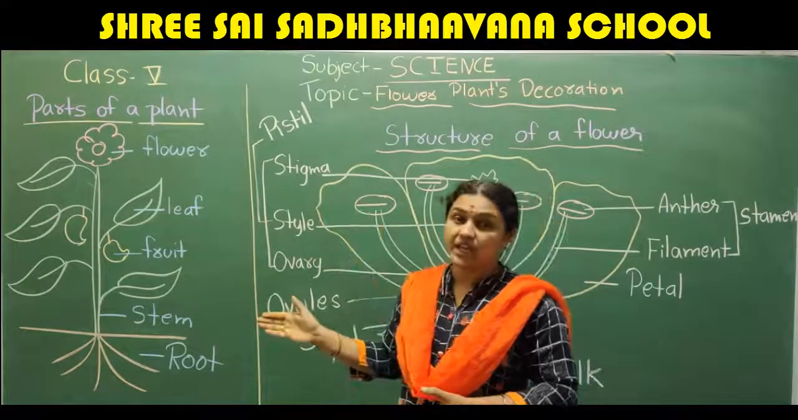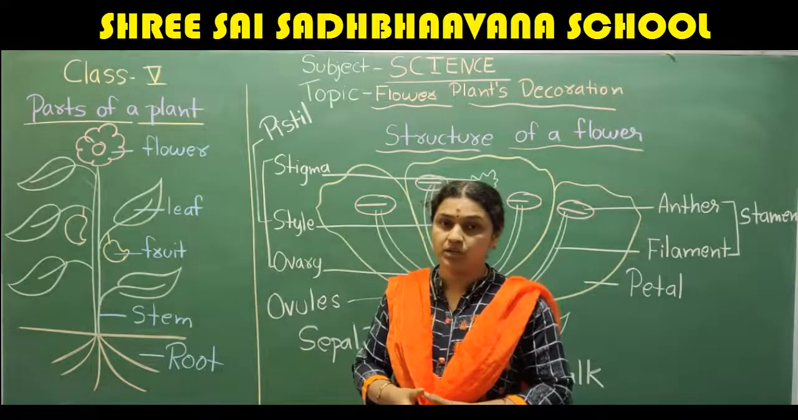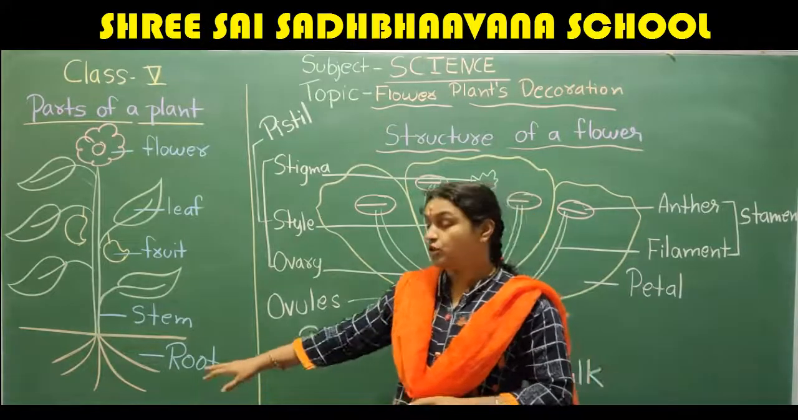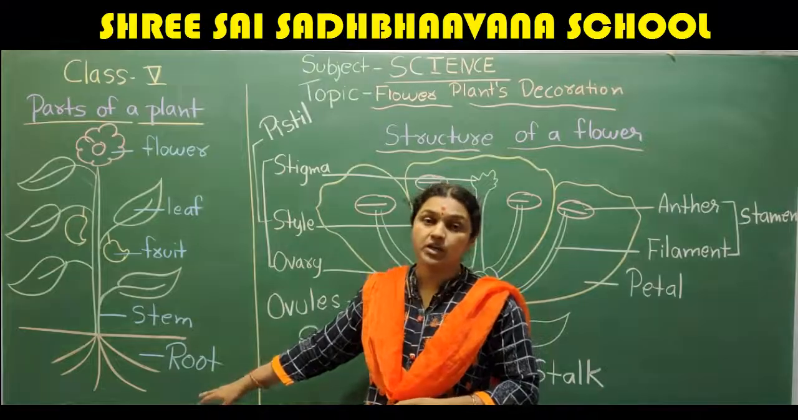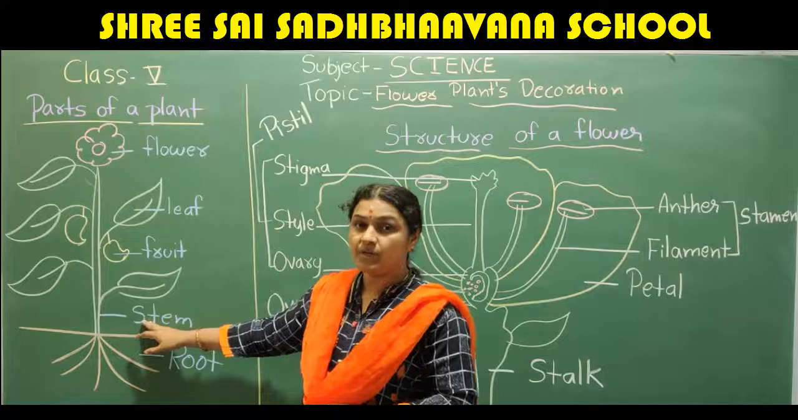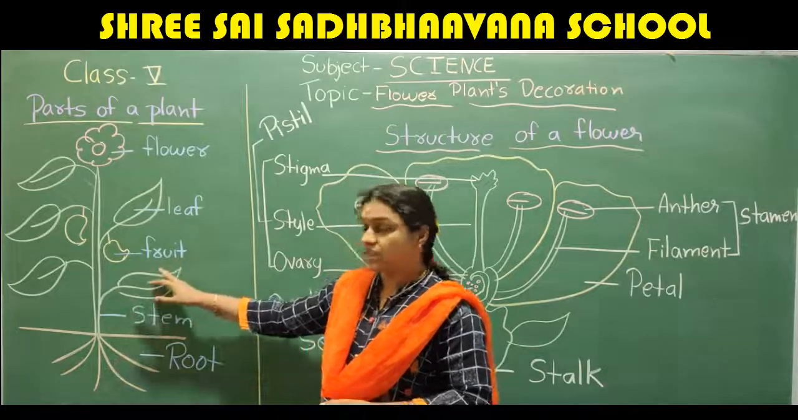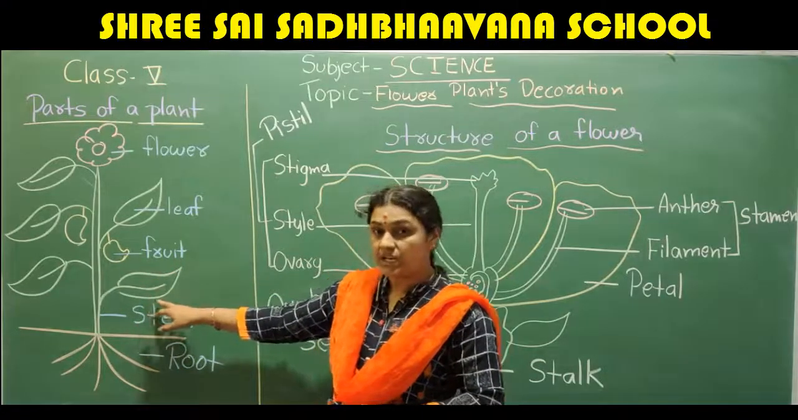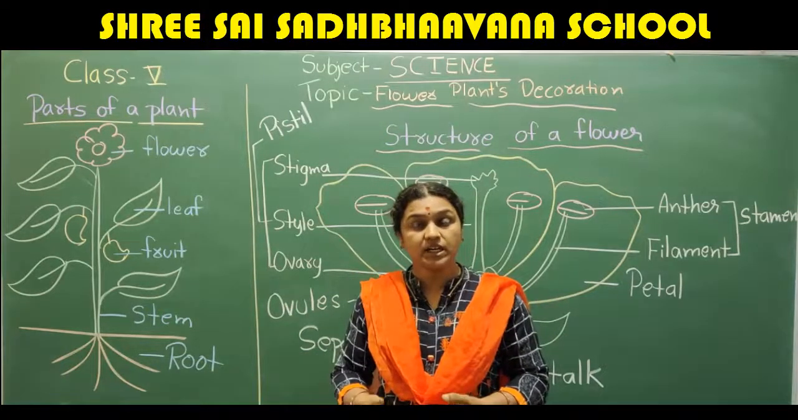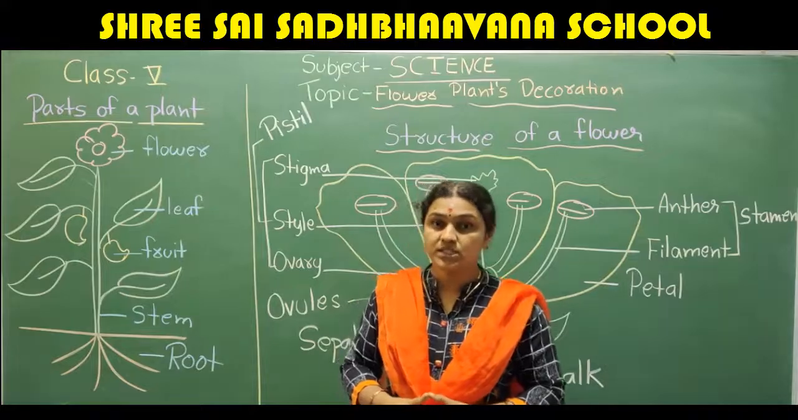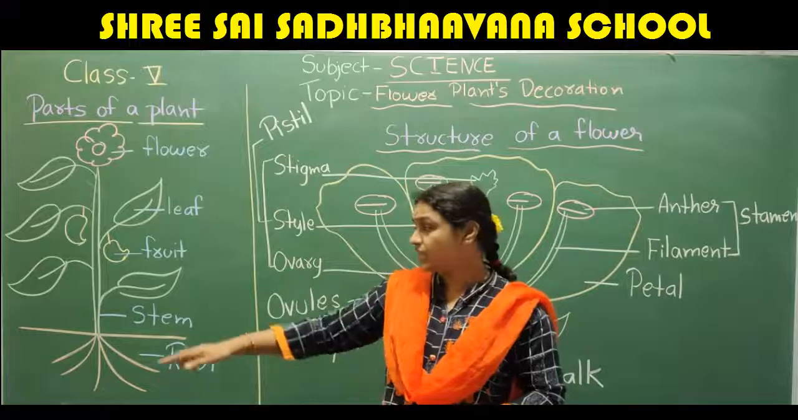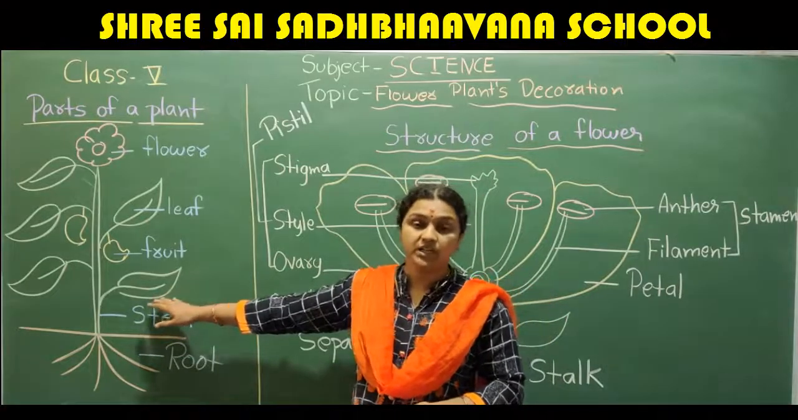All the parts of the plant play an important role. How? The root absorbs the water and minerals from the soil and sends them to the stem. The stem then carries that to the leaf. You have seen the leaf is green in color. Why is it green? Because it has a pigment called chlorophyll. That's why you see the leaves are green in color.